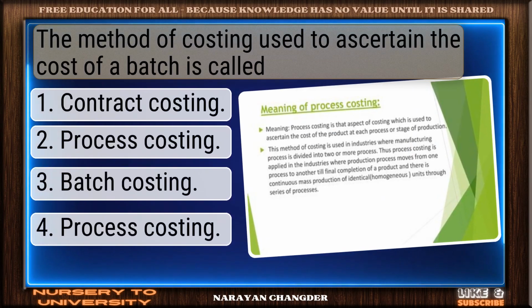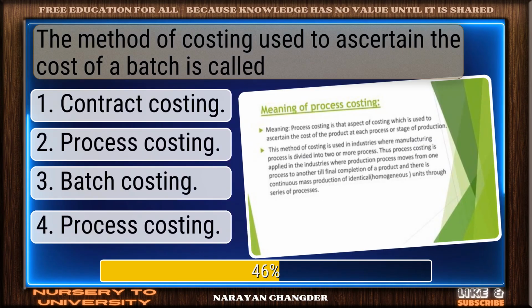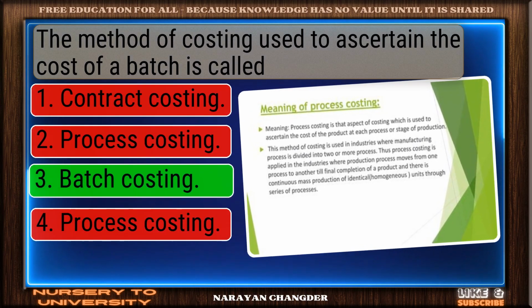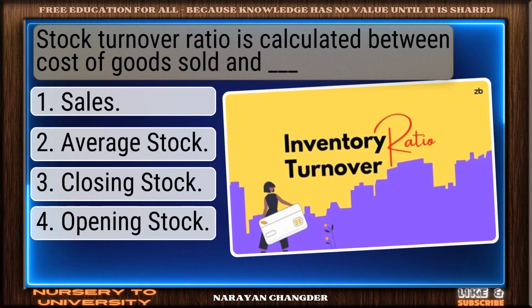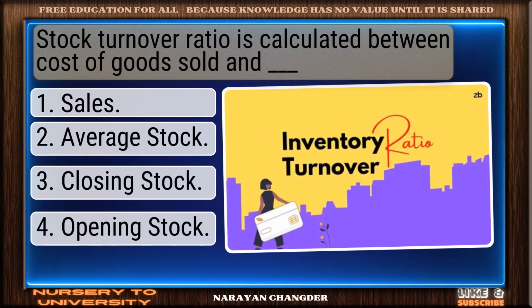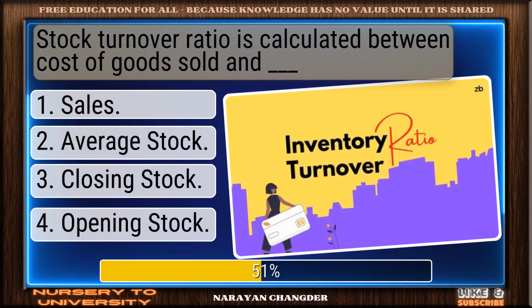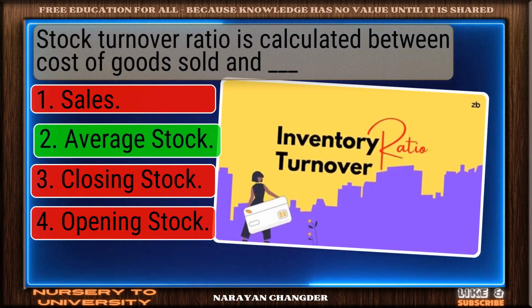The method of costing used to ascertain the cost of a batch is called. Valid point. Batch costing is true. Stock turnover ratio is calculated between cost of goods sold and dash. You got it. Average stock fits.